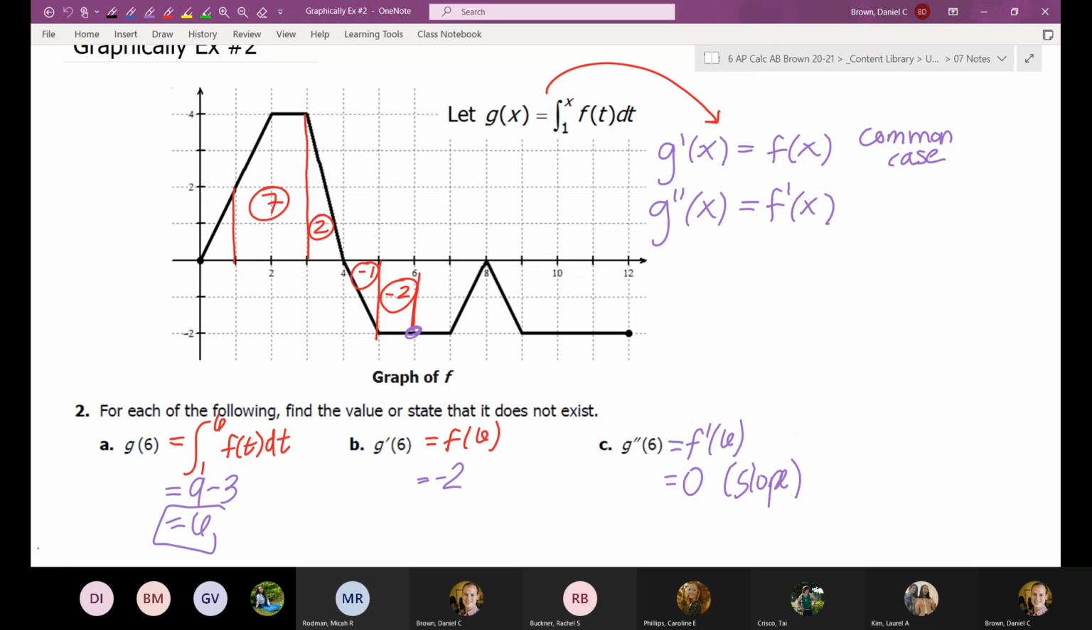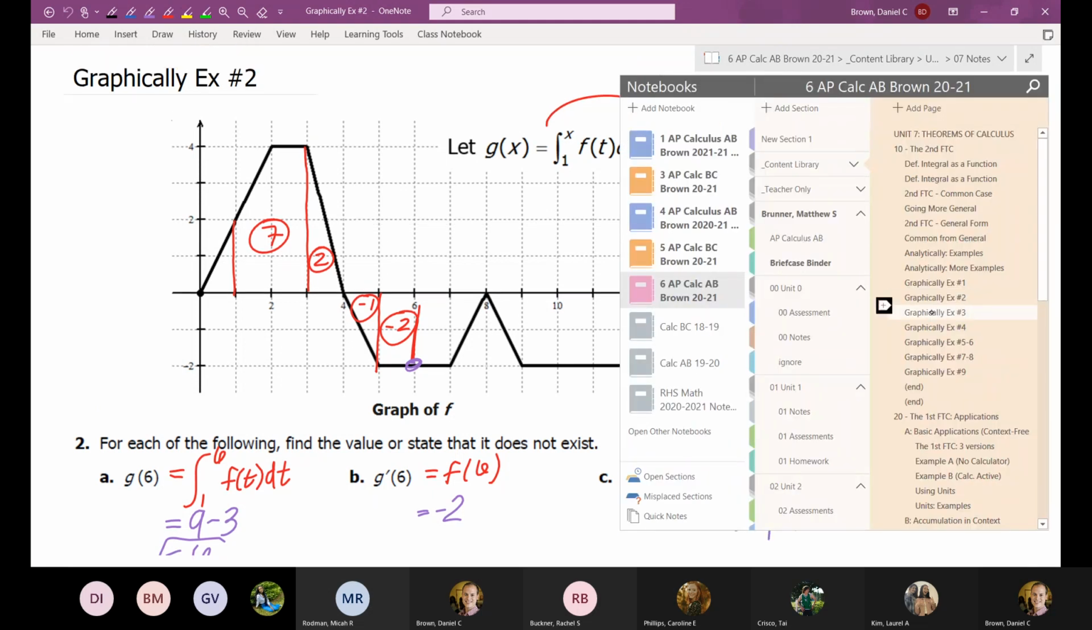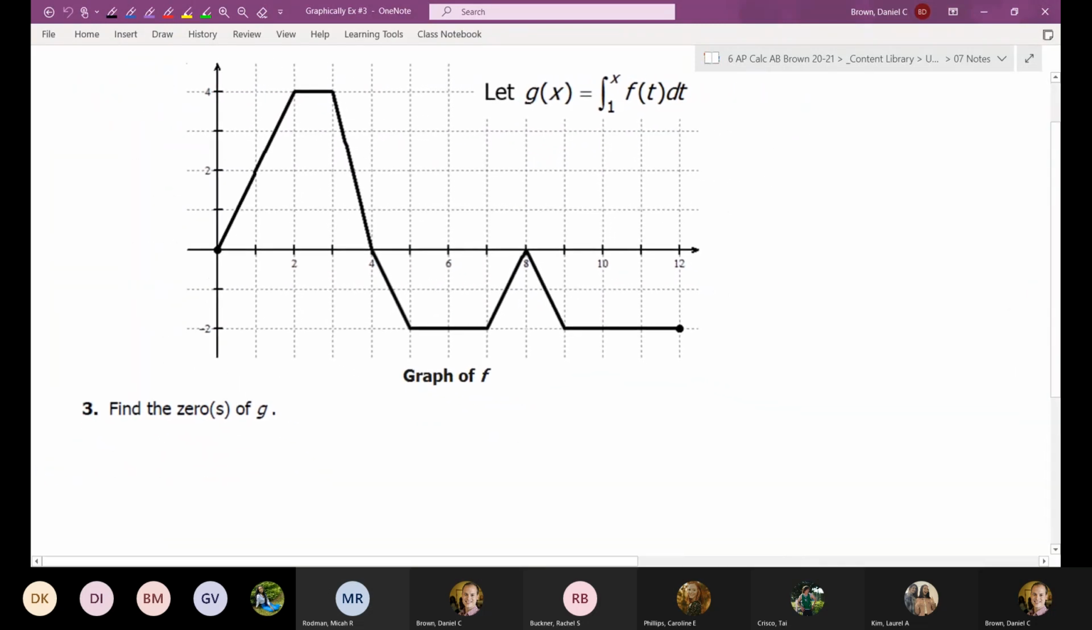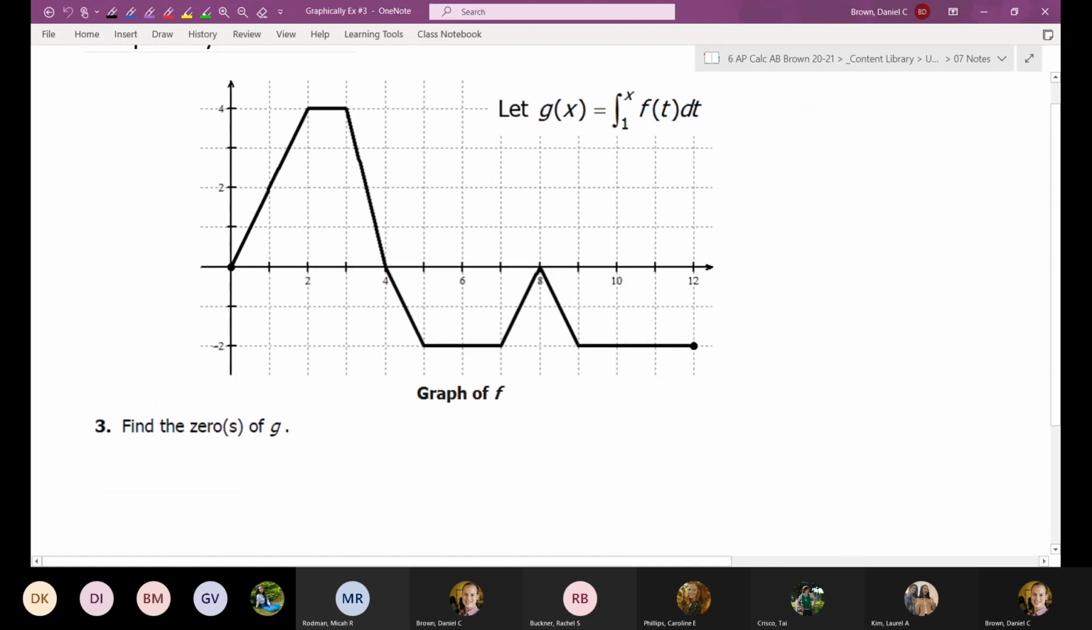Then likewise, if g prime of x is f of x, g double prime would be the same thing as f prime. So it's kind of like a lagging thing that we see. G double prime of 6 is the same thing as f prime of 6, which is just a slope, and we can find that from the graph. So to continue, I chose a bunch of questions because we want to be able to analyze this function in the context of calculus, in the context of the second fundamental theorem of calculus. So this is where I wanted to start today, problem number 3.